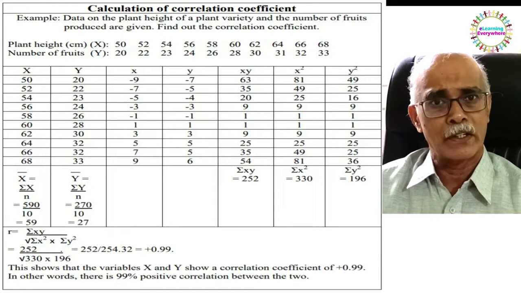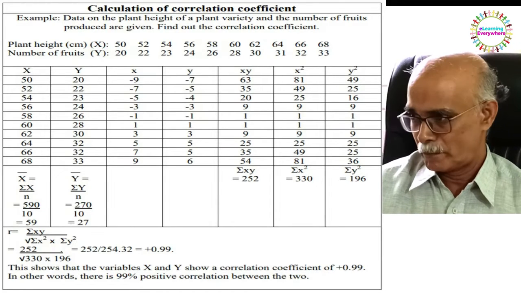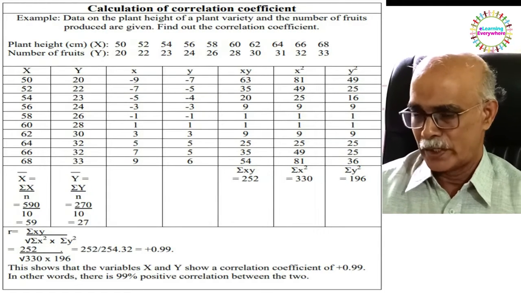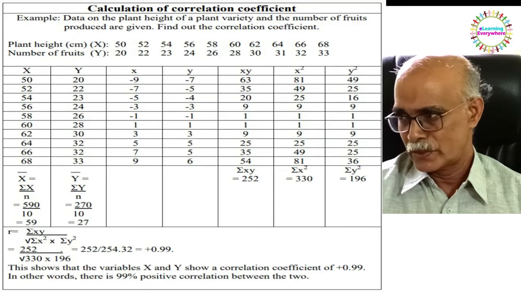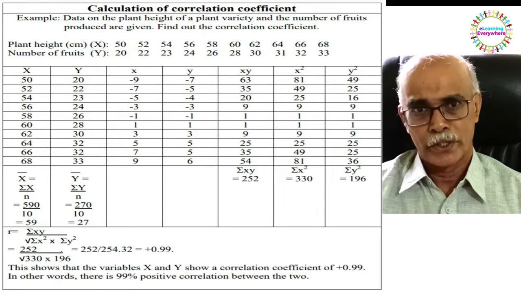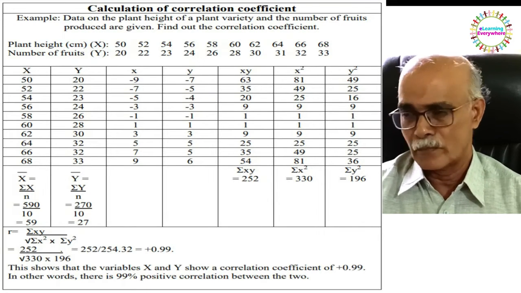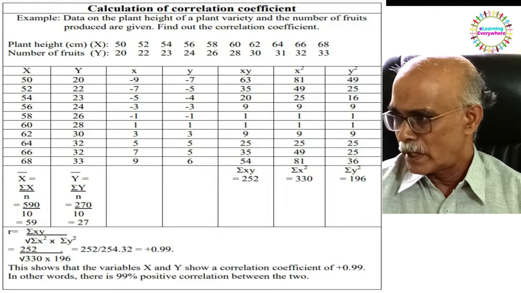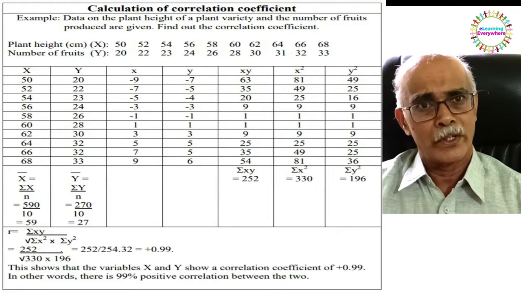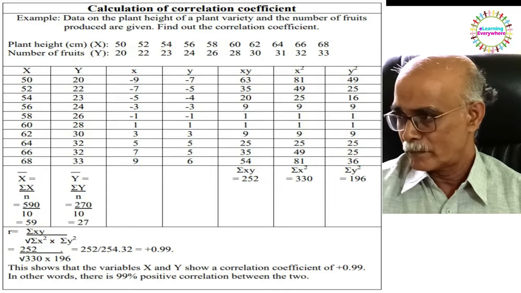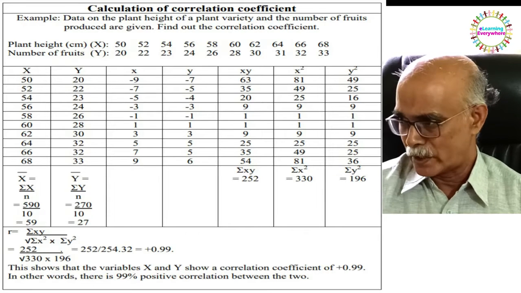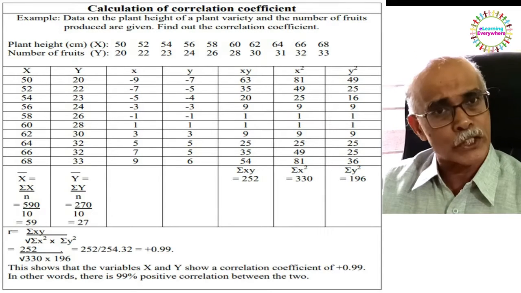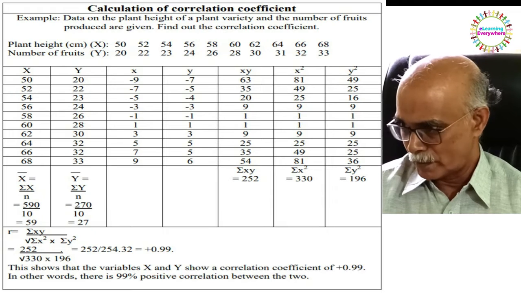The next step is to calculate xy, x into y, in each case corresponding to each row. After calculating xy, you calculate x square and then y square. So you have xy, x square and y square.